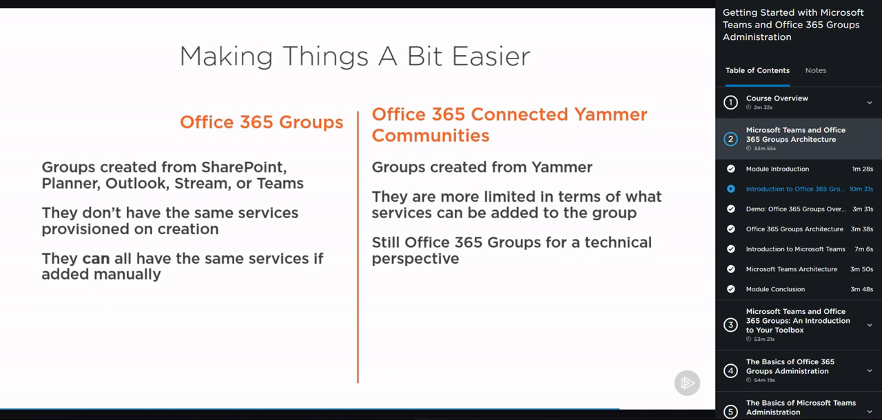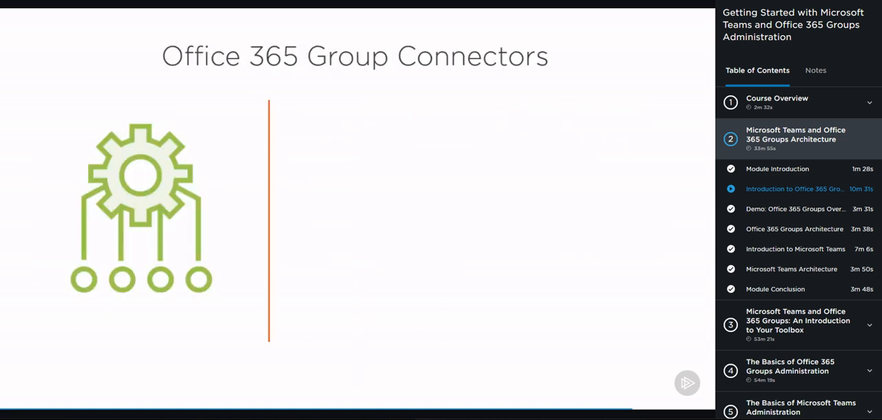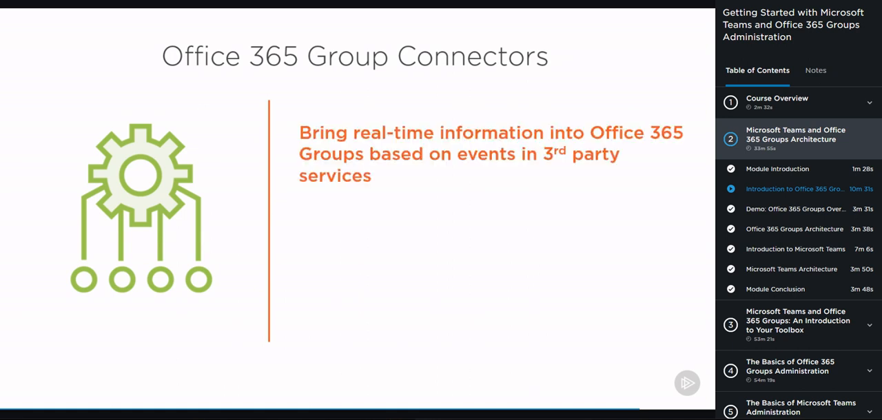Another thing part of Office 365 groups are connectors. Office 365 connectors for groups allow you to bring real-time information and content into your Office 365 groups based on events happening in third-party services. Those third-party services range from Bing, Twitter, Trello, and a lot more. So really you can set it up in a way like an RSS feed that will keep you up to date in the group on when changes happen in those services.